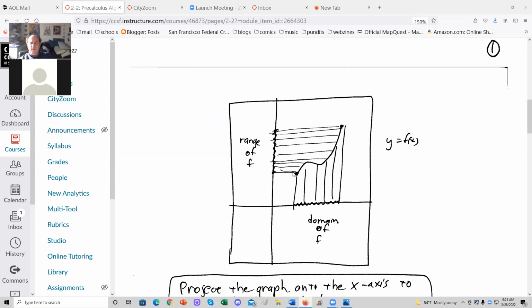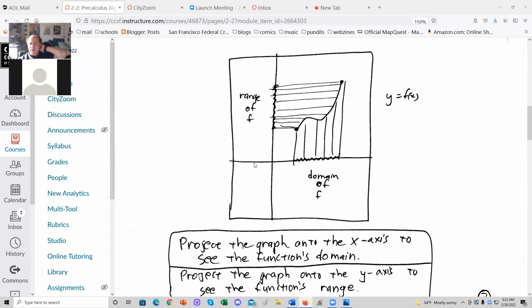If you have a graph of a function like right here, we take its shadow projection onto the x-axis. These x values are the domain of f. If we project this shadow onto the y-axis, these are the possible y values, which is the range of f. So these 2 projections give you the domain and range of the function f.